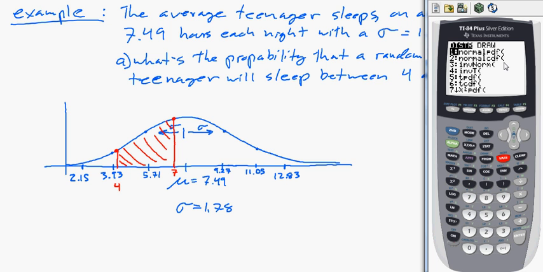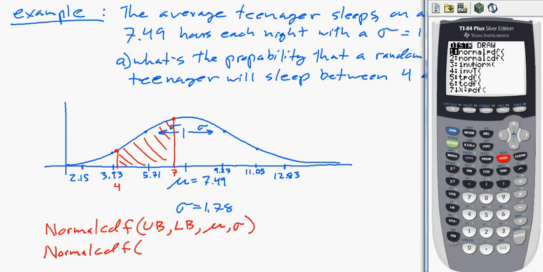So I can show you the syntax for this, which is upper boundary, lower boundary, mean, and standard deviation. So in this example, oops, my mistake. I switched these. It's not upper and then lower, it's lower then upper. Kind of like that. So now we can plug in the numbers, which looks something like that.